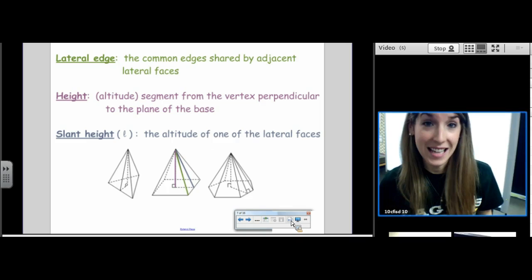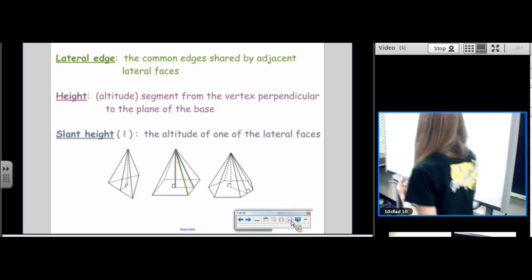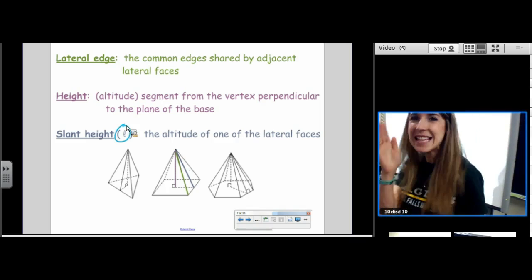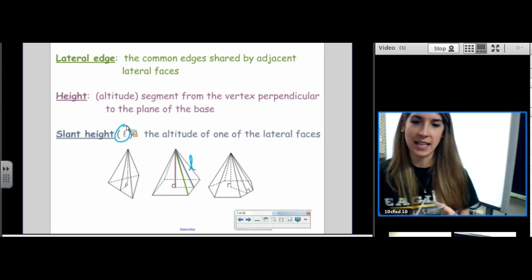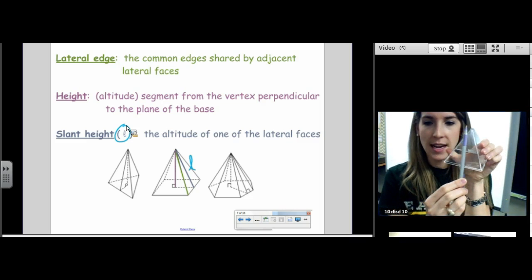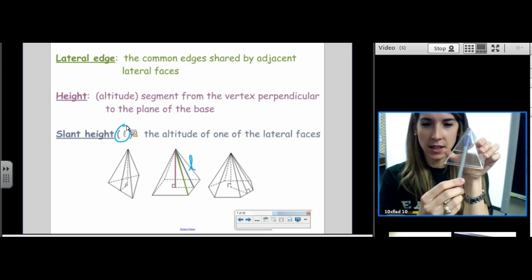The slant height, the variable for slant height is a cursive L. Cursive L, like that. It's like a leaning over L, for leaning. Slant height's leaning. The slant height is this value right here. It is the height of that isosceles triangle.